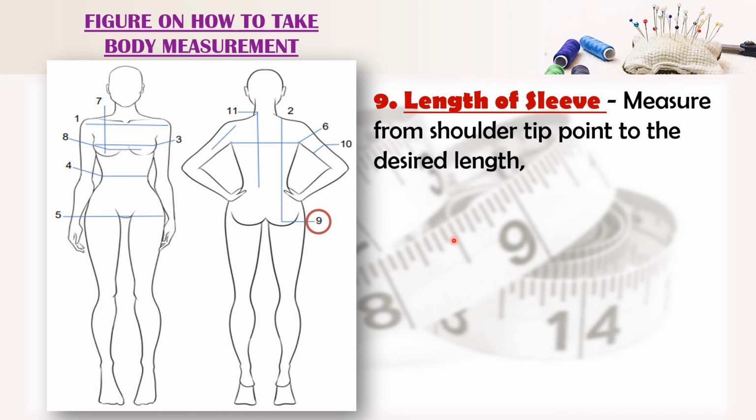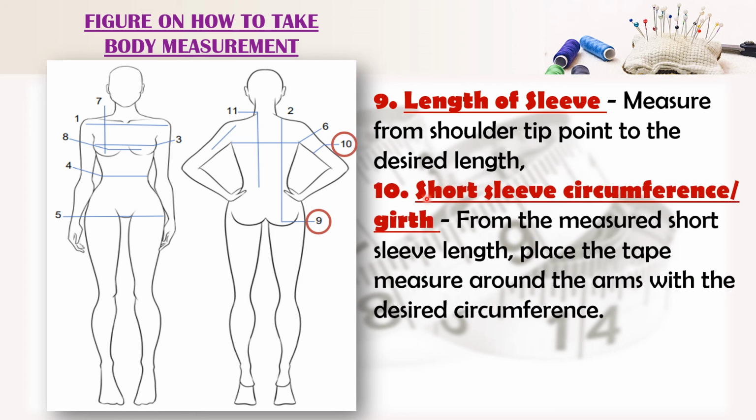Number 9, length of sleeve. Measure from shoulder tip point to the desired length. Number 10, short sleeve circumference girth. From the measured short sleeve length, place the tape measure around the arms with the desired circumference. So this is number 10.